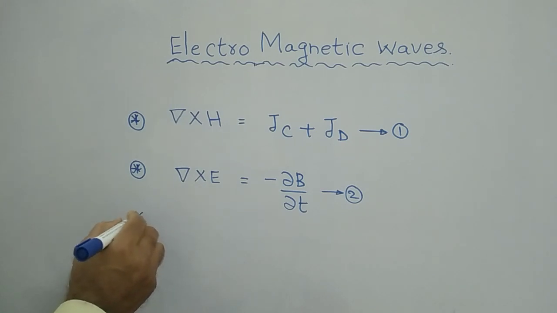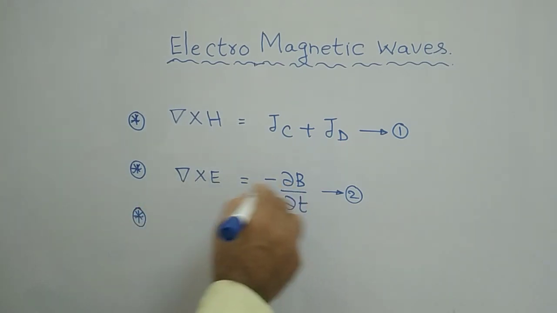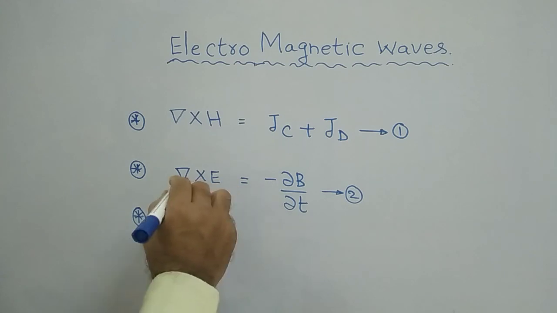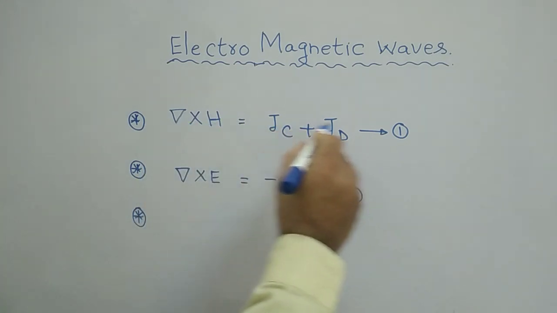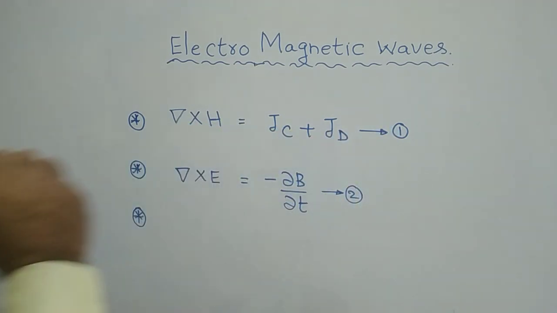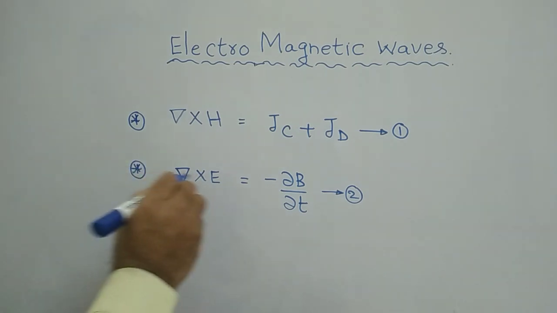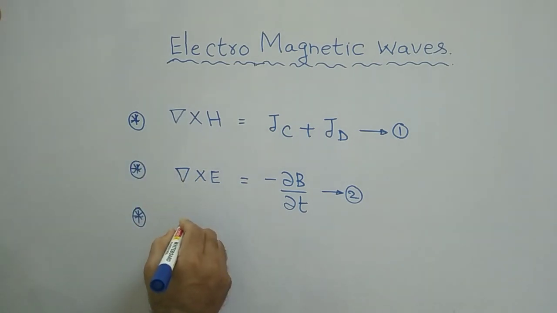And what is the third one? Actually, the first one is from Ampere's law. The second one is from Faraday's law. And the third one is the Gauss law.